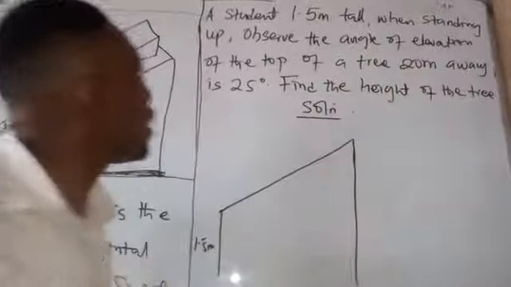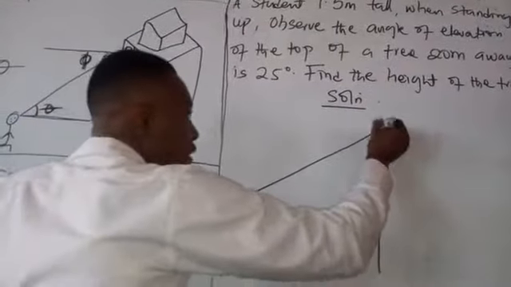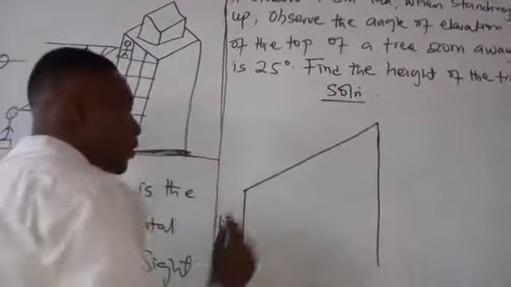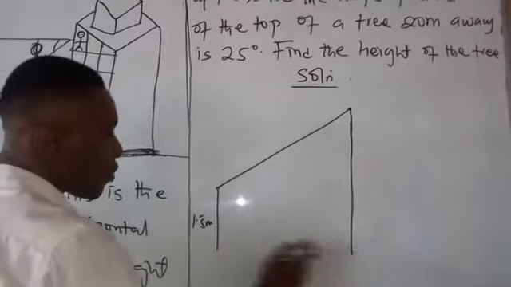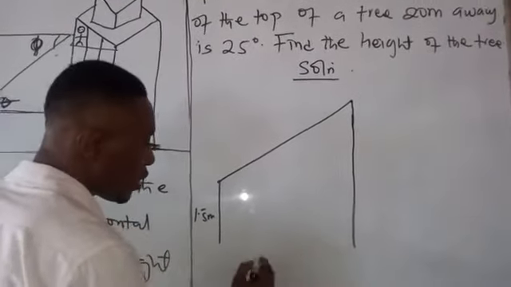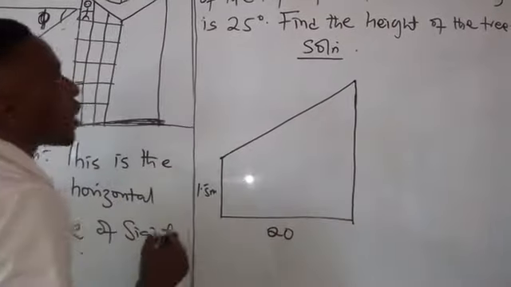Observe the angle of elevation of the top of a tree. So he's looking at the top of a tree. He's down looking at the top of a tree. With what? They say he's looking 20 meter away, means from Adeze to the tree is 20 meter away, horizontal ground, which is 20 meter away.